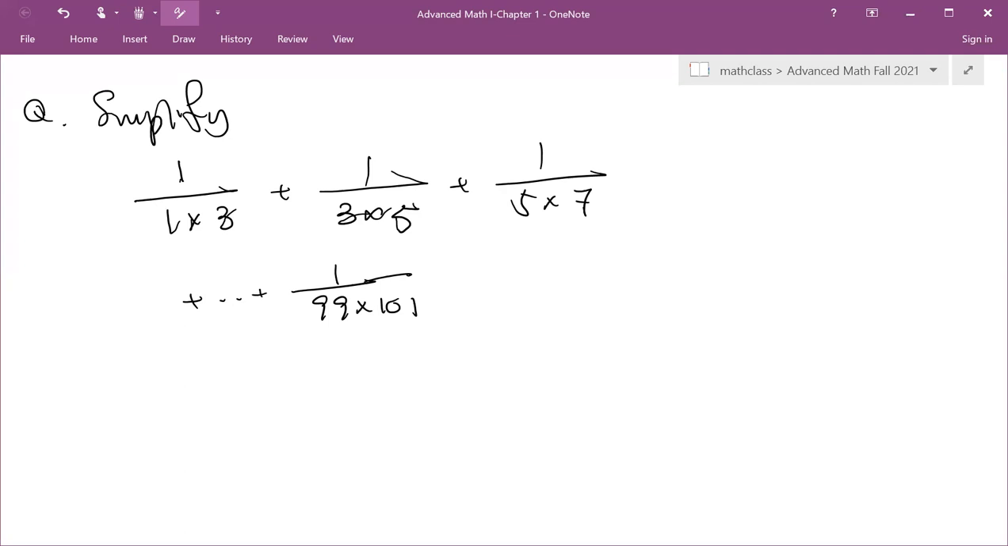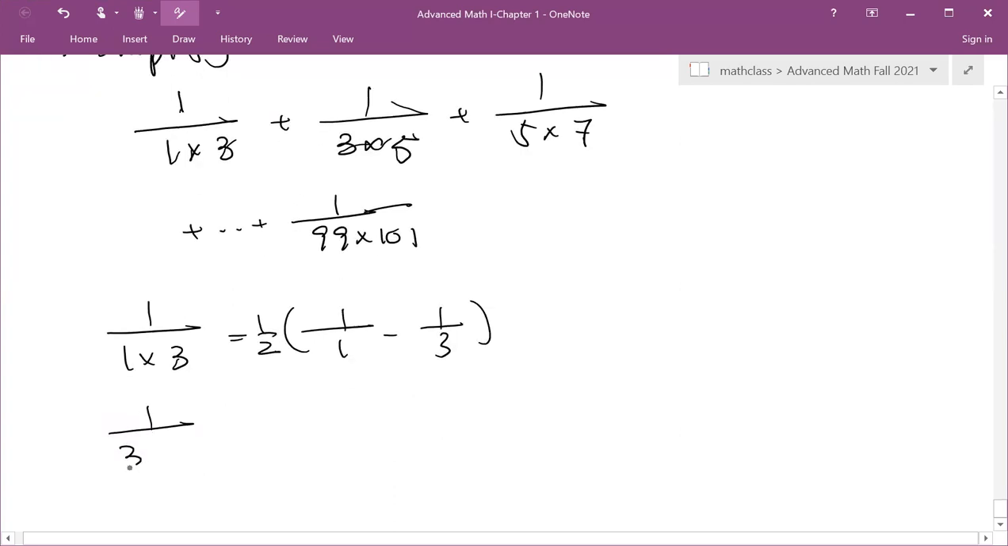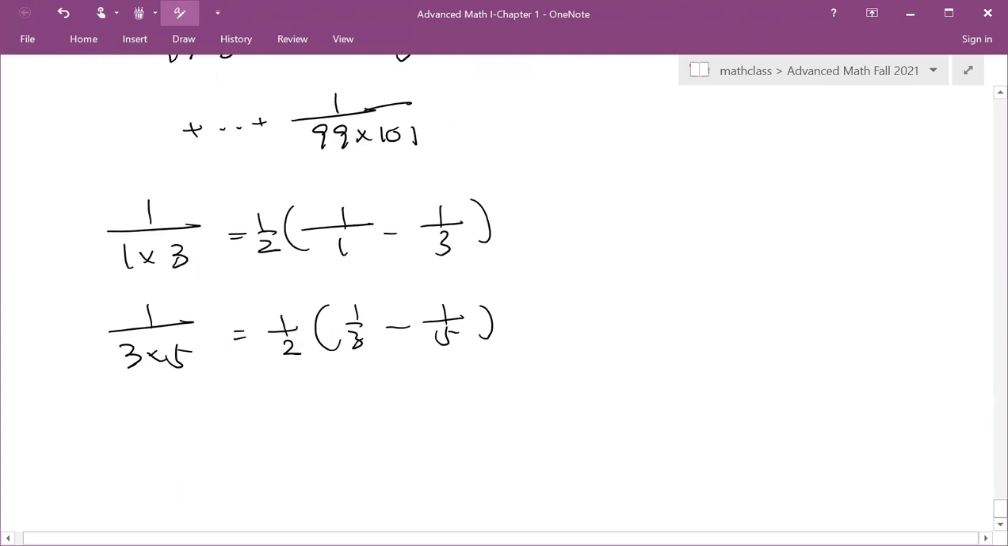Okay, anyone has answers? Well, basically you just decompose it, right? But they're not exactly equal. You have to divide by 2, since 3 minus 1 is 2. And the same here, 3 times 5: this is 1 over 3 minus 1 over 5. The numerator you get 2, so you have to divide by 2. Okay, so you keep it going. And 99 times 101 is also going to be 1 over 99 minus 1 over 101.